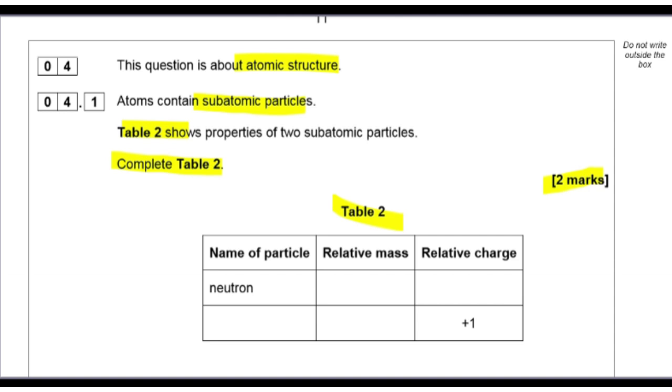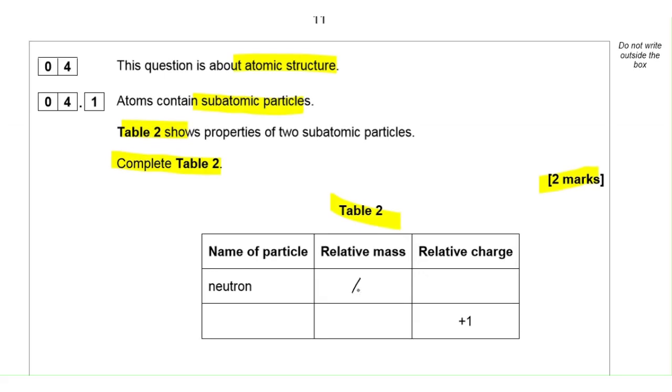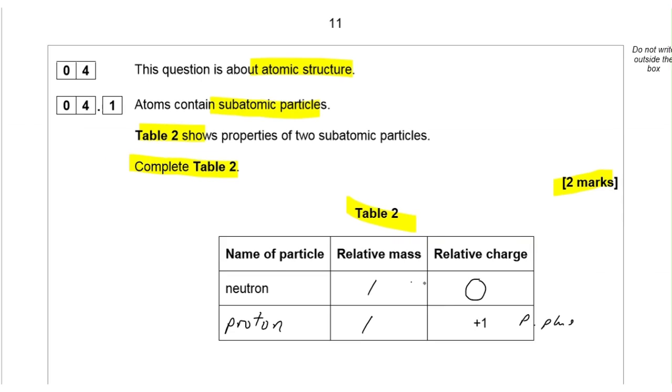Subatomic particles is something you should recall from very early on in your course. A neutron has a relative mass of 1, and the word neut stands for neutral, or relative charge 0. Now, there's only one positive charge in a nucleus, and that is a proton. And if you remember, P always stands for plus. P for plus. So the name of the particle is a proton. And as we know, neutrons and protons both have a relative mass of 1. So it's 1 mark for mass of 1 and charge 0 for neutron, 1 mark for proton, and 1 for the relative mass.